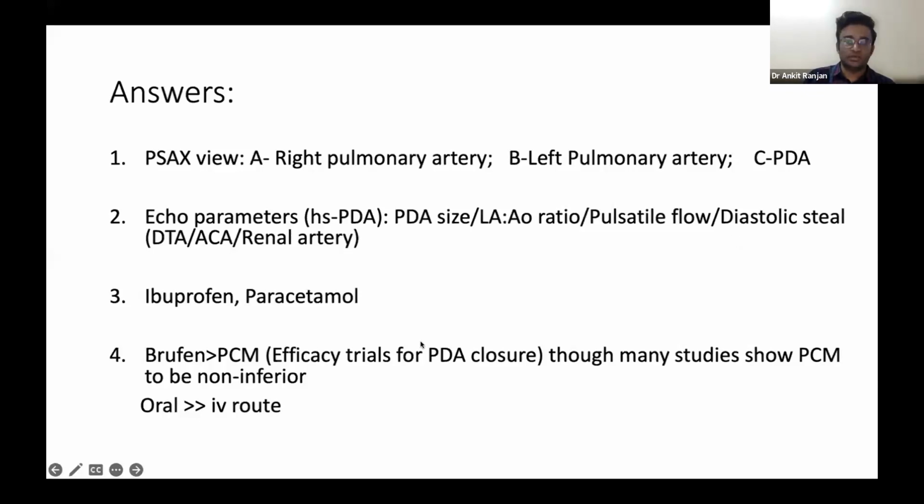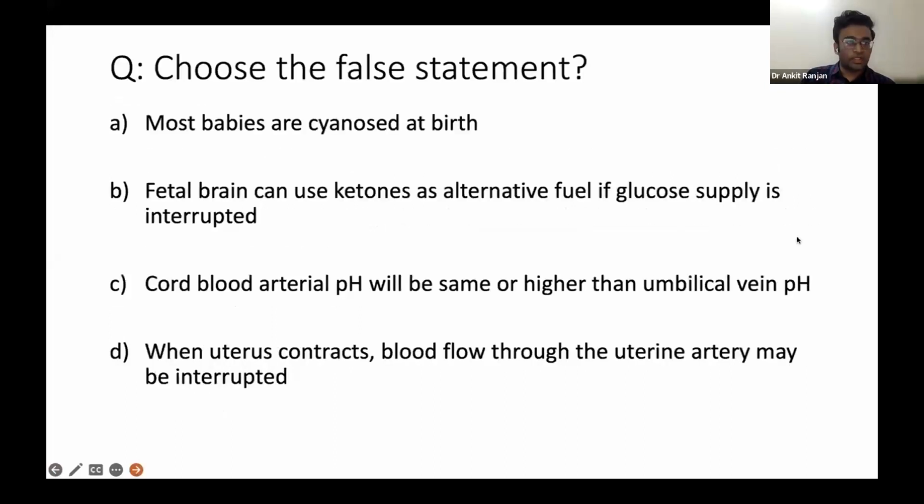So if a baby is not improving on PCM and is on feeds, you can very well give a trial of Brufen. And nowadays, high dose Brufen trials are also being given. So instead of the 10-5-5 dose, you can also give the 20-10-10 dose if the baby is tolerating that dose. So moving on to the next question.